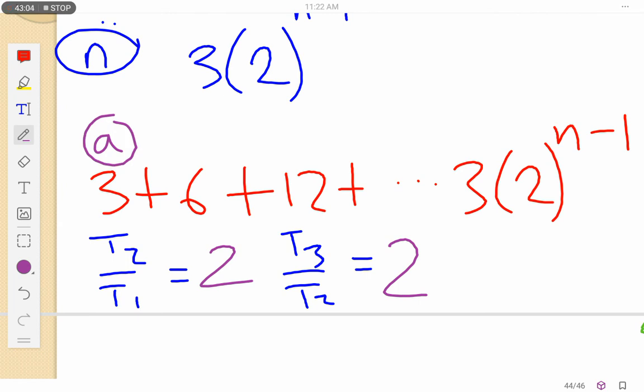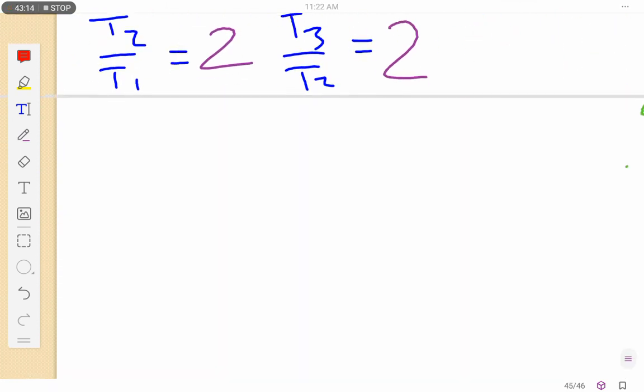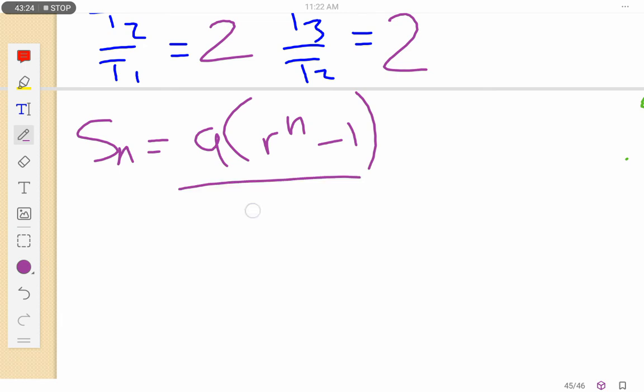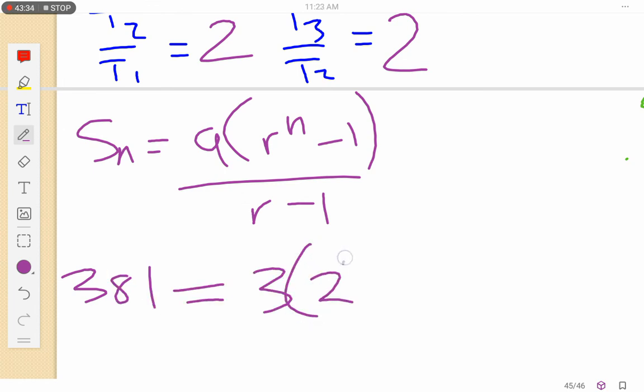Now let's do our sum. We know our r is now greater than 1. So the summation of n terms is equal to a(r to the power of n minus 1) over r minus 1. Substituting, the summation of n terms we said is 381, equals 3 times (2 to the power of n minus 1) over 2 minus 1.